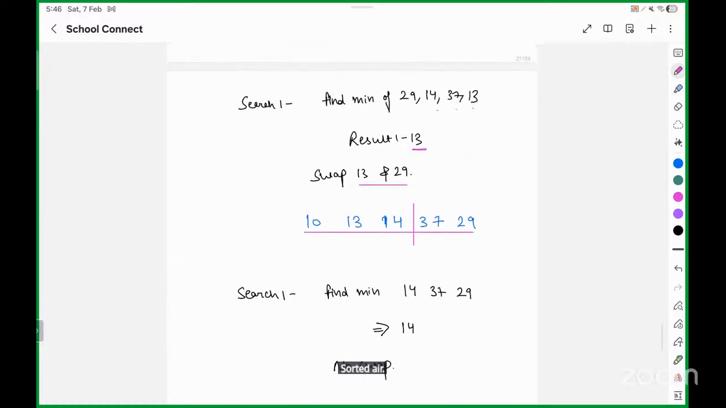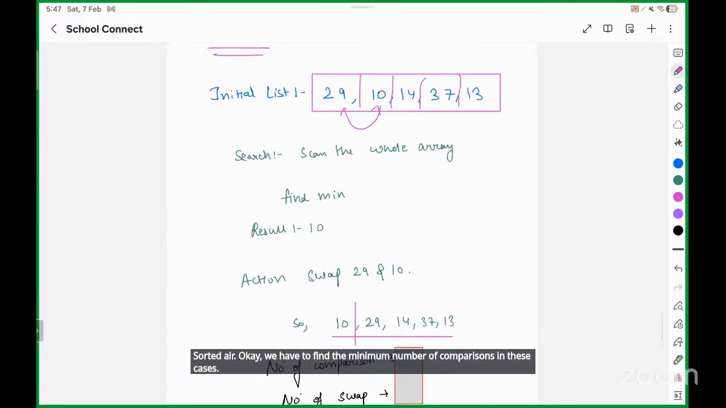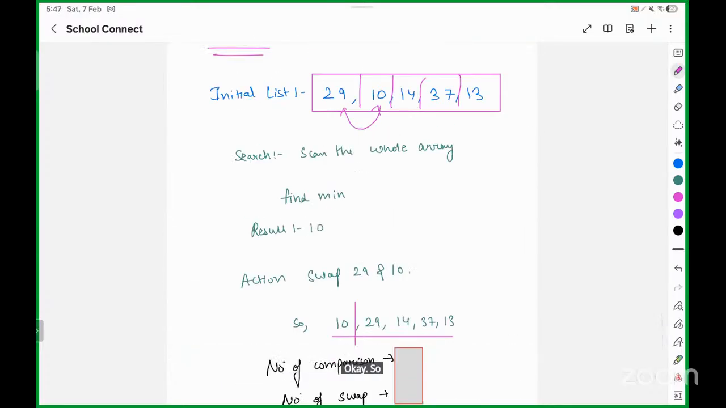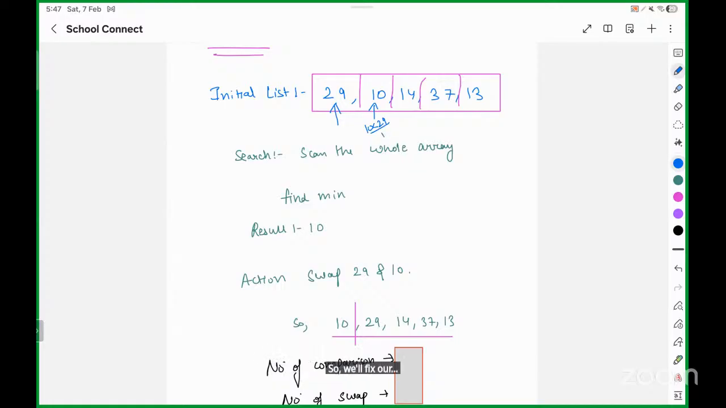Again, we have to find the number of comparisons in these cases. So the main question is, in how many comparisons can we find the minimum? If we look at the number 29, we start from here. We fix our minimum to 29. Then we look at the second number, that is 10. We know that 10 is less than 29, so we fix our minimum to 10. Then we look at 14. 14 is greater than 10, so no need to change the minimum.